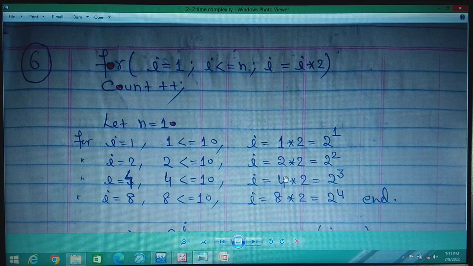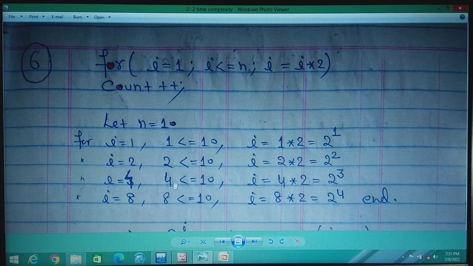Now this time i is 8. 8 is less than 10 because of this. Now i was 8, so 8 into 2 is equal to 16, which means 2 to the power 4. Because 2 to the power 4 is equal to 16 and 16 is not less than 10, it means that the count will work only 4 times.